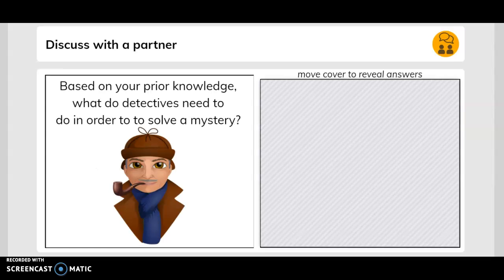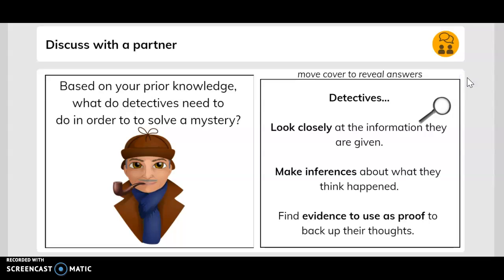Discuss with a partner. Based on your prior knowledge, what do detectives need to do in order to solve a mystery? Detectives look closely at the information that they are given, make inferences about what they think happened, find evidence to use as proof to back up their thoughts.